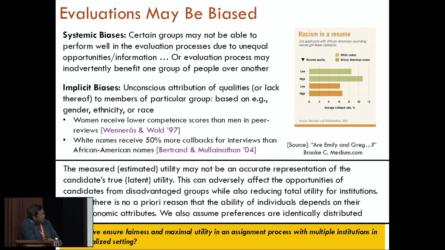So the key point from this slide, I'm not going to repeat much of what you saw in the previous two talks, is that the measured estimate is not accurate, especially for one group compared to the other. And the question that we would like to study is what happens to different types of fairness metrics in this setting.